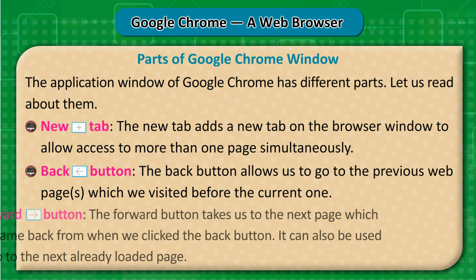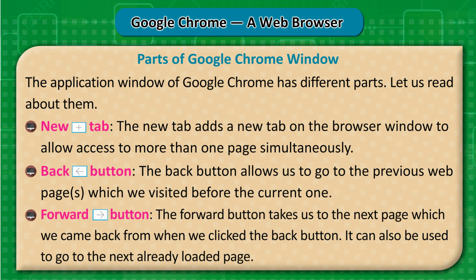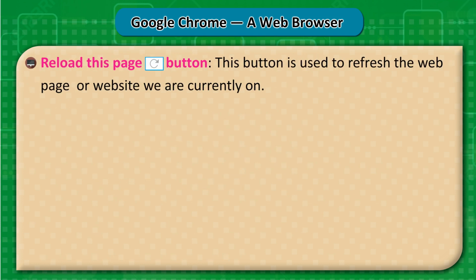the current one. Forward button. The forward button takes us to the next page which we came back from when we clicked the back button. It can also be used to go to the next already loaded page. Reload this page button. This button is used to refresh the web page or website we are currently on.